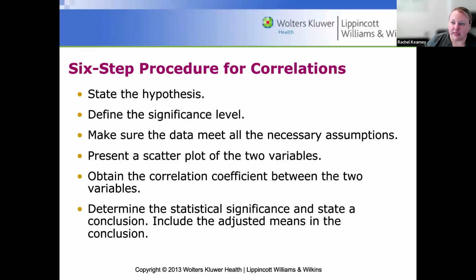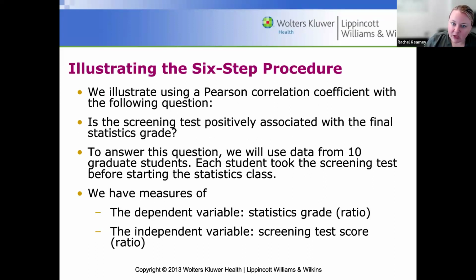So our 6 steps in correlations: you're going to state the hypothesis, define the significance level, make sure the data meet all the necessary assumptions, look at the scatter plot of the two variables, obtain the correlation coefficient, and determine the statistical significance and state a conclusion. I'll be walking you through how to actually run this in SPSS in a different lecture. But here we'll walk through the 6 steps.